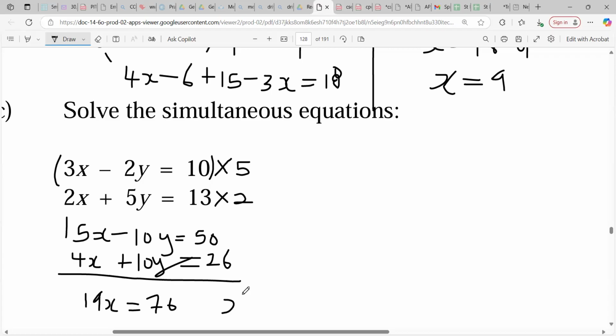So now that we know x is 4, we can find y.